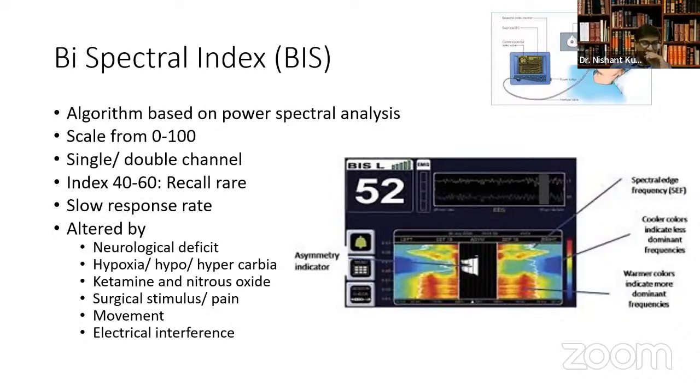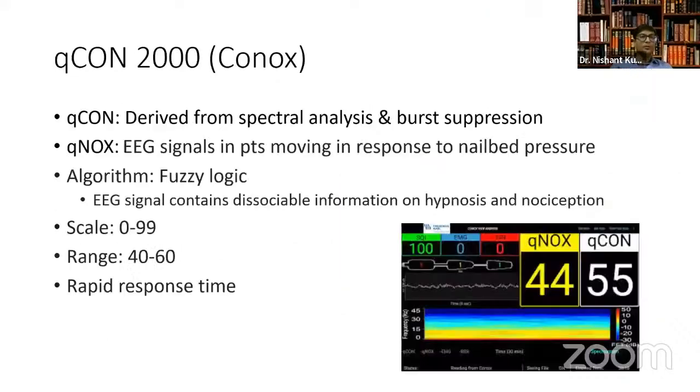And obviously, it is affected by neurological deficit, hypoxia, hypo or hypercarbia. Ketamine and nitrous oxide are notorious for giving a falsely elevated value. Again, surgical stimulus and pain, not very reliable, and movement of the patient. If the EMG is more than 30 or 40, the values are not reliable. And obviously, cautery is going to be the culprit.